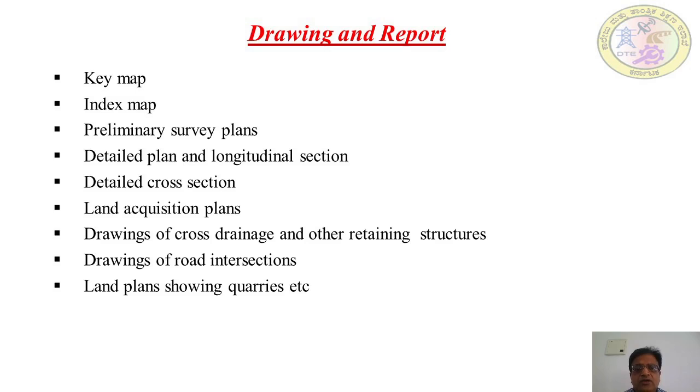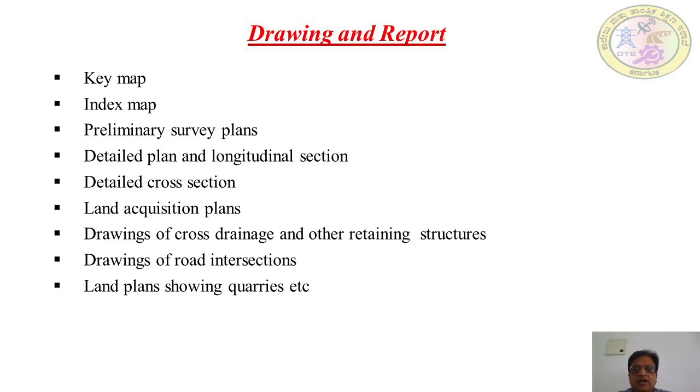Depending on the interval, you need to select and show the longitudinal section. Detailed cross sections will similarly be shown. Land acquisition plan: sometimes your alignment does not go through government land but goes into private land, that is, land belonging to private property, so you cannot construct the road in private property; you need to acquire the land.